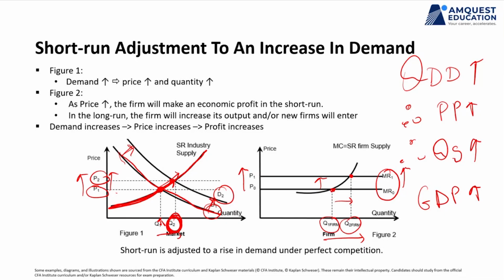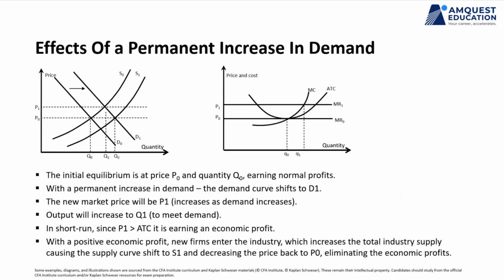Inflation also, because the demand is going up, because the consumption is going up, so the GDP is also going to improve. Clear? So this is the adjustment. Okay. Now obviously, this was a short-term increase, right? What is the permanent increase in demand?